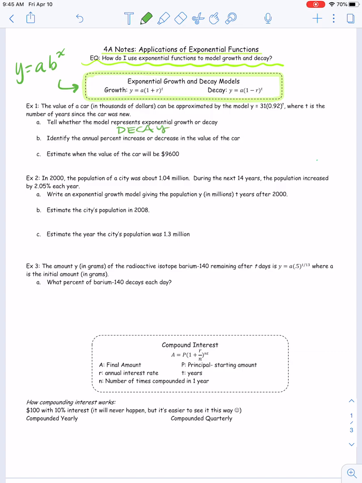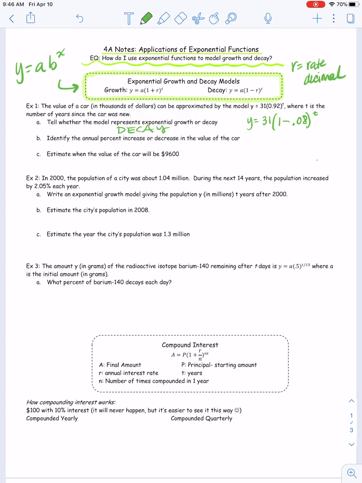What I could do right here is rewrite this so that it looks like 1 minus some number, now that we know it's decay. So 1 minus what gives us 0.92? Well, that would be 0.08. The 31, that a value, doesn't change. That's our initial amount, times 1 minus 0.08 raised to the t power. That's the same exact thing as 0.92. The reason we want to do this is because now we can clearly see what that rate is. Remember, the rate is always going to be written as a decimal.